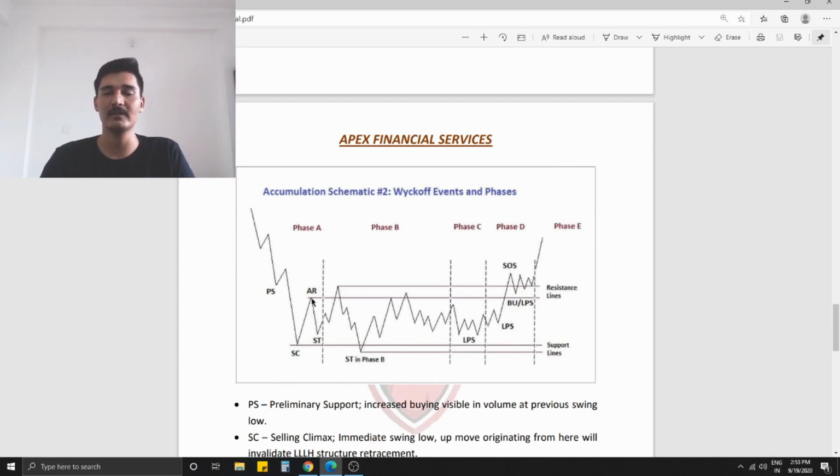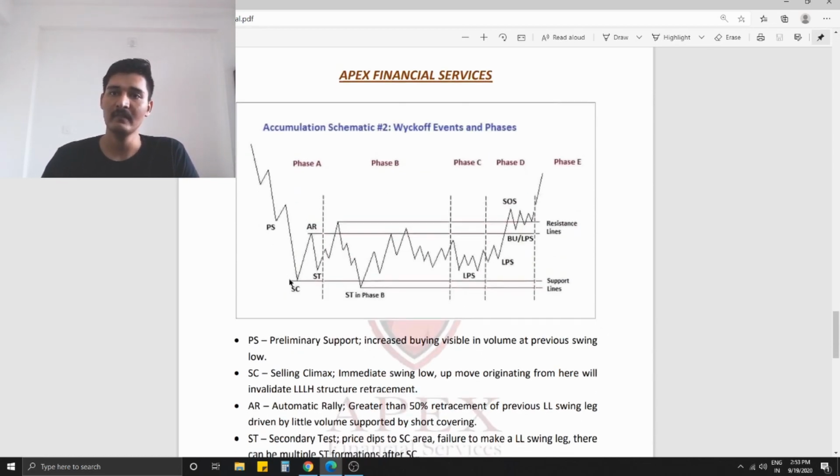If you are familiar with the structure analysis, well and good. If you are not familiar with the phase analysis, I suggest you guys check out that video too, and then come back, watch this again. That is going to clarify a lot of things. Then you have the AR, the automatic rally, which is going to be greater than a 50% retracement of the previous low swing leg, from the swing point above the preliminary support to the selling climax area. It is going to be at least 40 to 50% of that entire swing leg. If that is the case, then the lower high formation has been invalidated, because if you compare the relative strength, this buyback is stronger than this sell off.